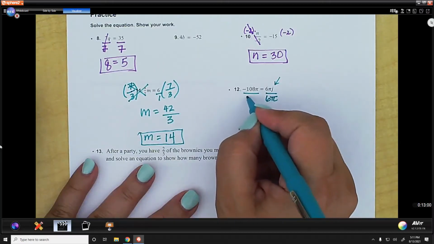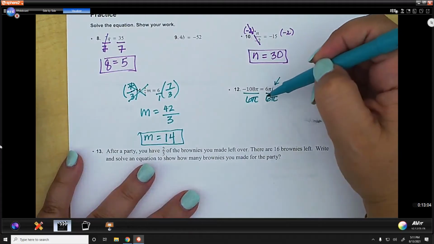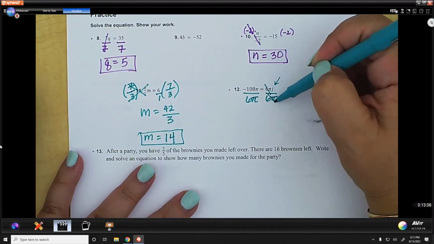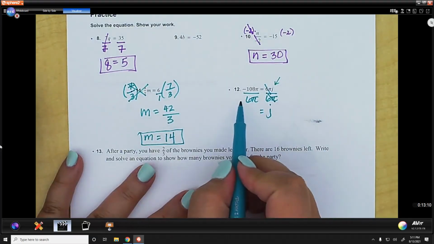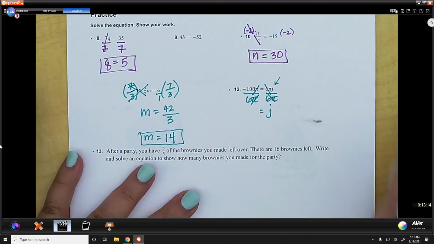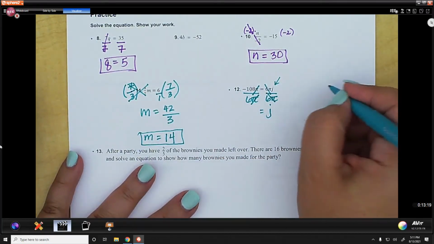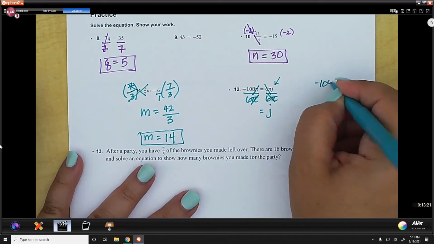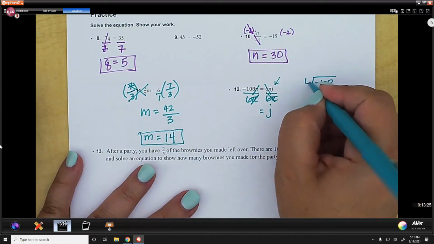If I do it on one side, I have to do it on the other side. There's 6 pi there. So here, the 6 pi cancels the bottom one. That leaves me with the j by itself. On this side, let's talk about this. Well, the pi still cancels because that's still the same thing over itself. So that's good news. So really the only thing we need to figure out is, what is 108? In this case, negative, but what's 108 divided by 6?